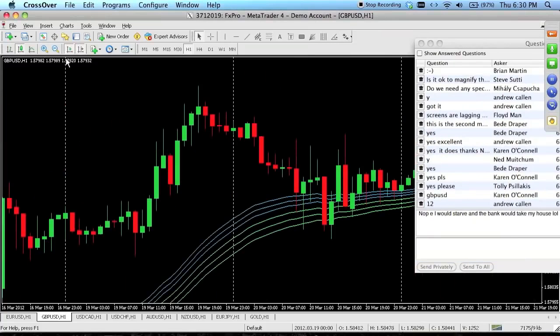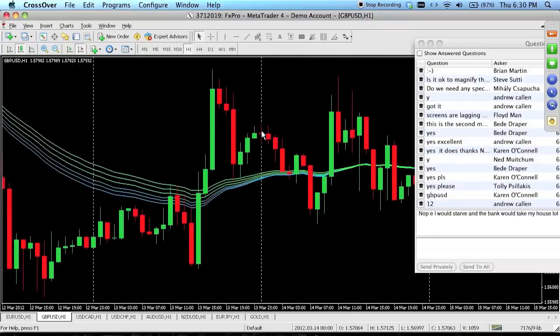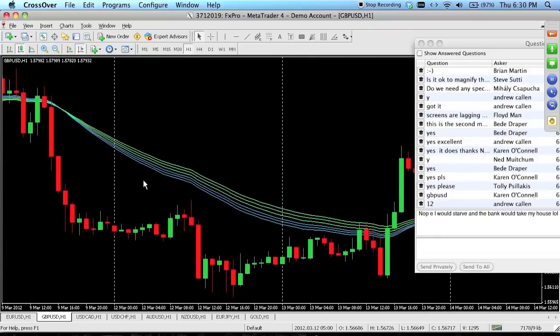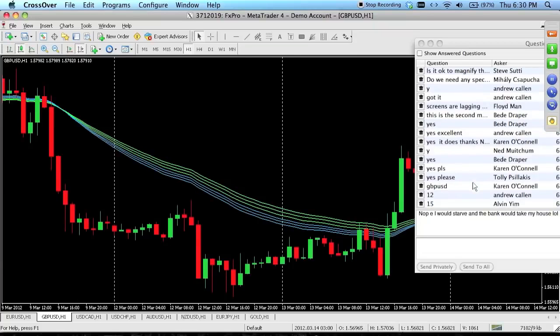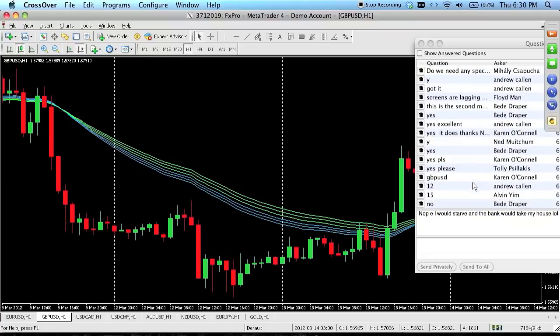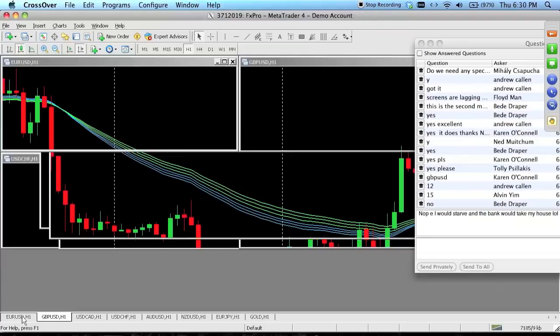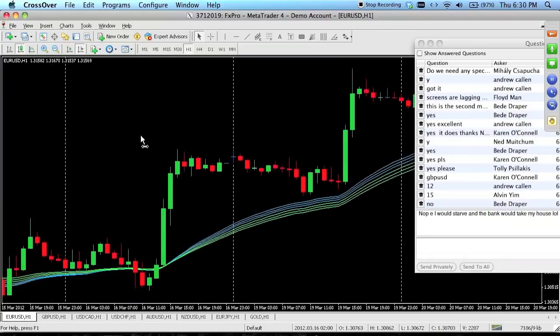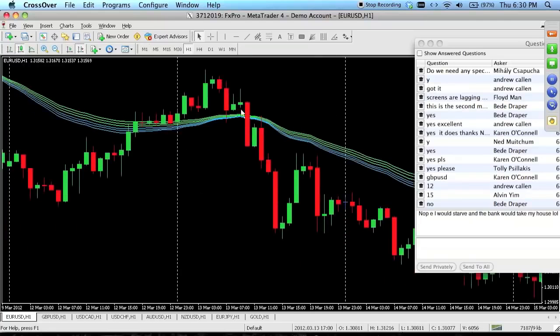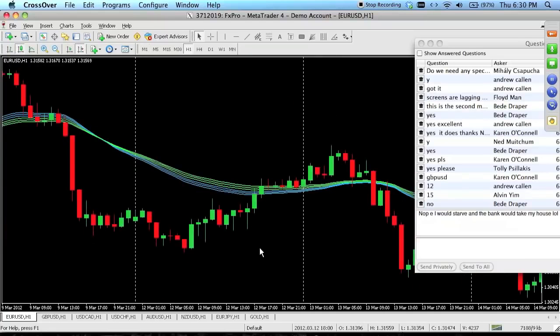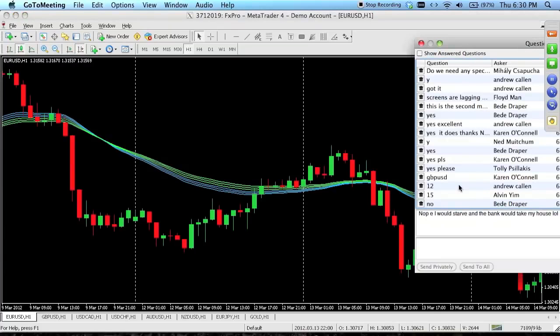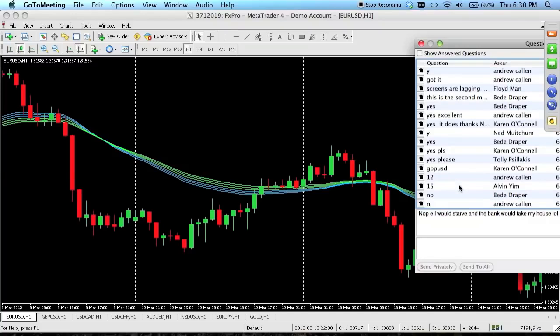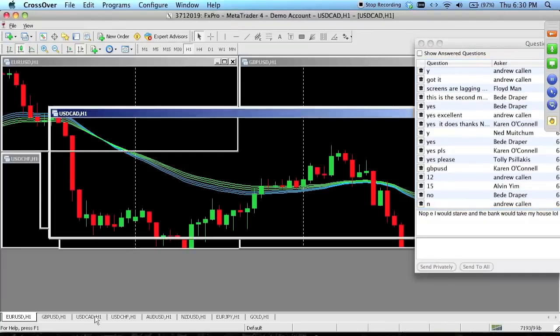Okay, let's go to March 12th. March 12th is here. Any trades on March 12th for pound? No. Okay, very good. Let's take a look at Euro USD on March 12th. Any trades on Euro USD March 12th? Andrew says no. Good.